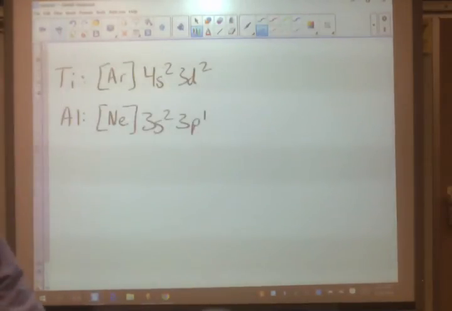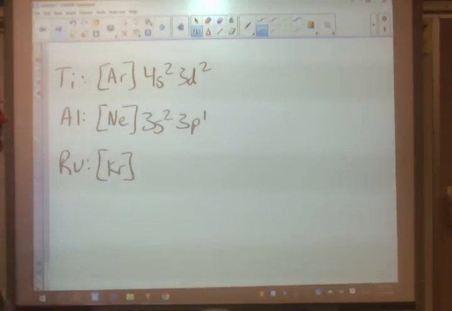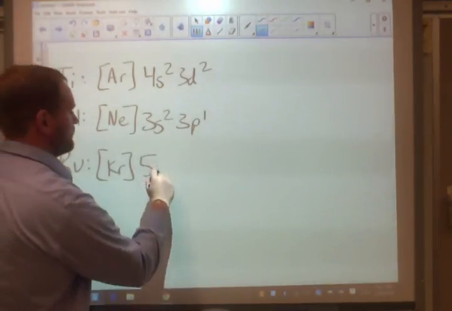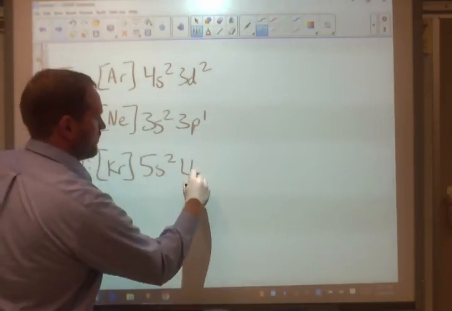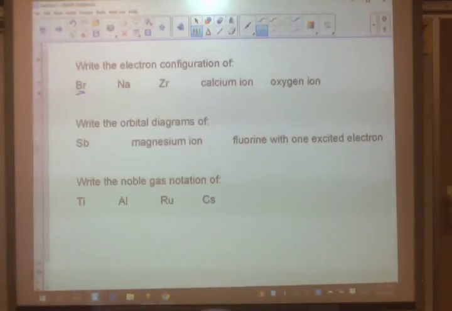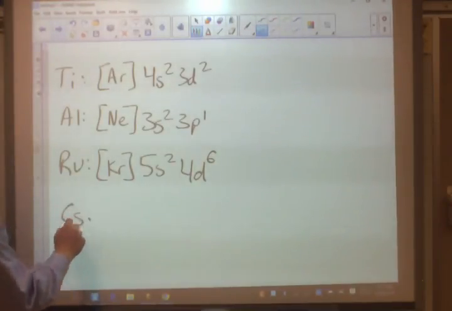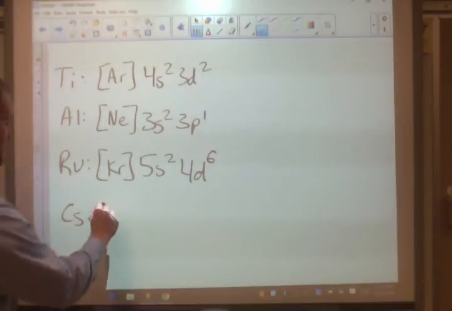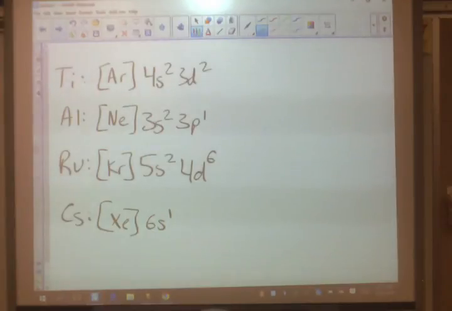Ru is ruthenium, not rutherfordium. That comes later. Ru, ruthenium, number 44. The noble gas before ruthenium is krypton. And we are going to add on 5s2, 4d6. And finally, Cs, that's cesium. Uh-oh, I didn't go too far, did I? Oh, no, cesium's good. Cesium, and we're going to put xenon down, and then 6s. Okay, so that's it.